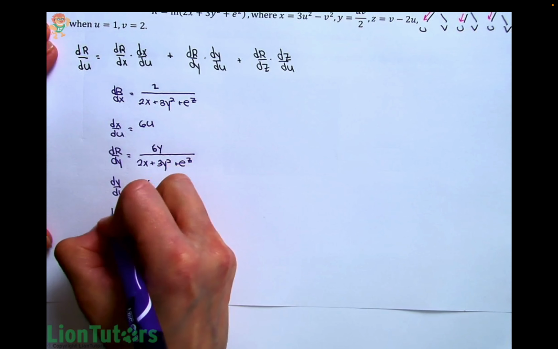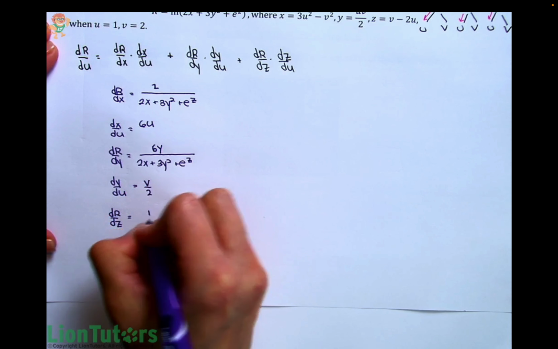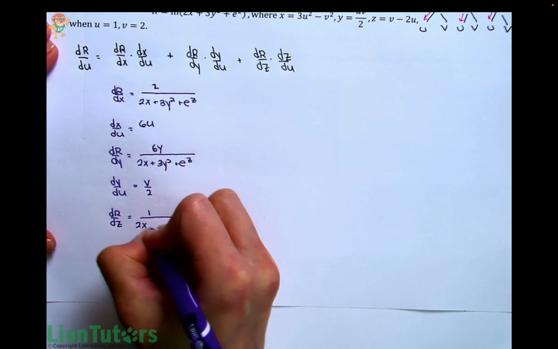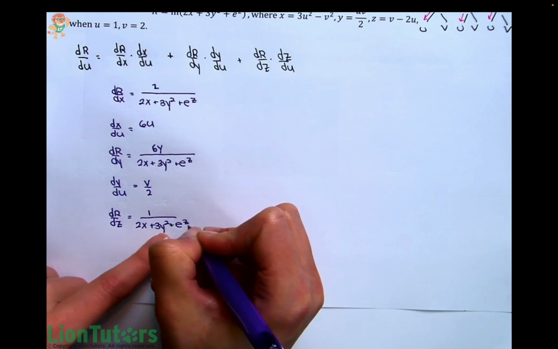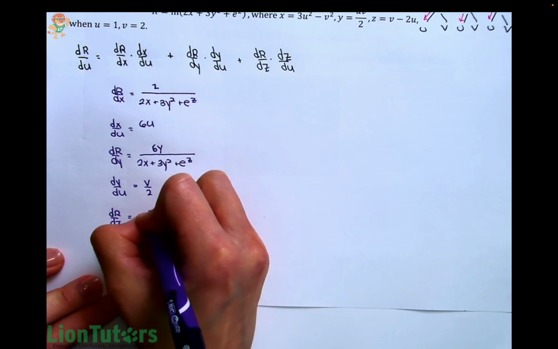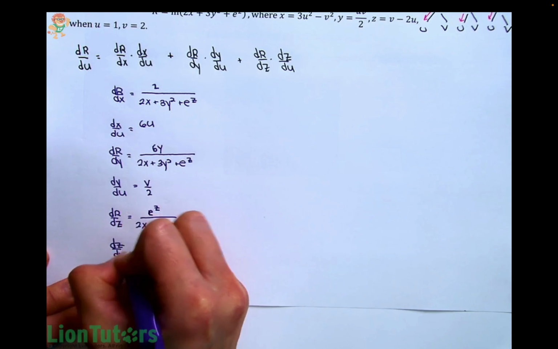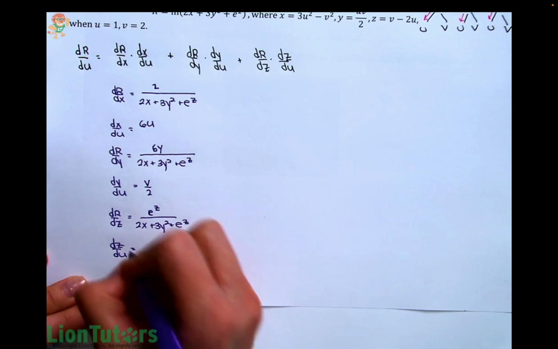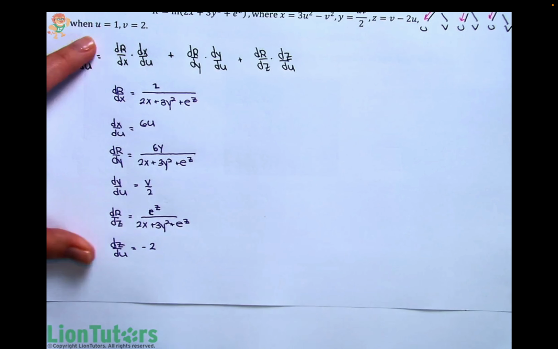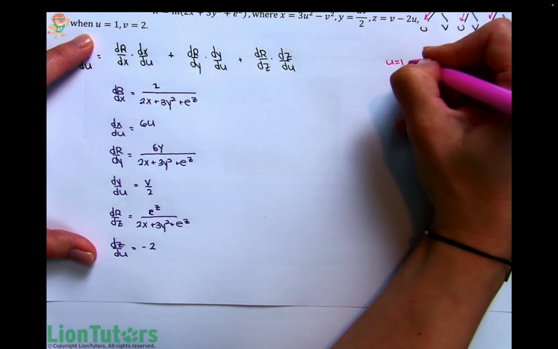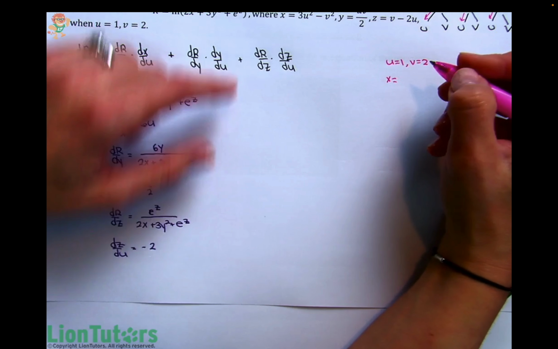Then our dr dz. So that would be our 1 over this term here times the derivative with respect to z, which would just be e to the z, and then our dz du. Are these labor intensive? Yes, but they're not that difficult. All right, so those are all of our partial derivatives. Now we know that u is 1 and v is 2. So we're going to find out what our x, y, and z are as a result.